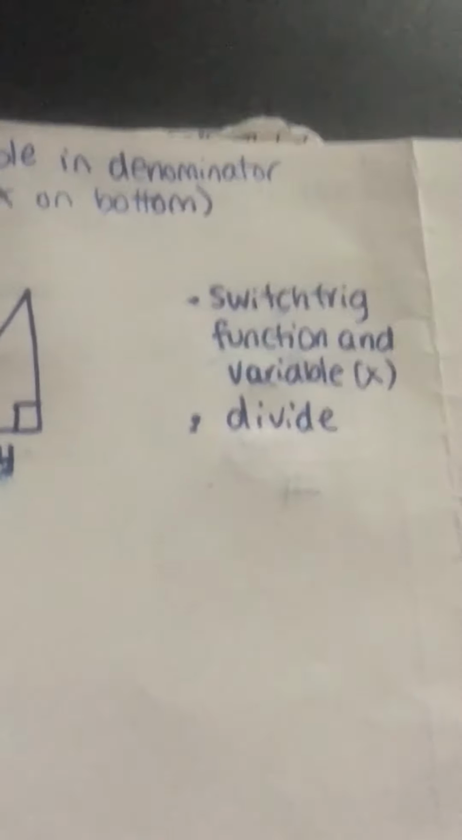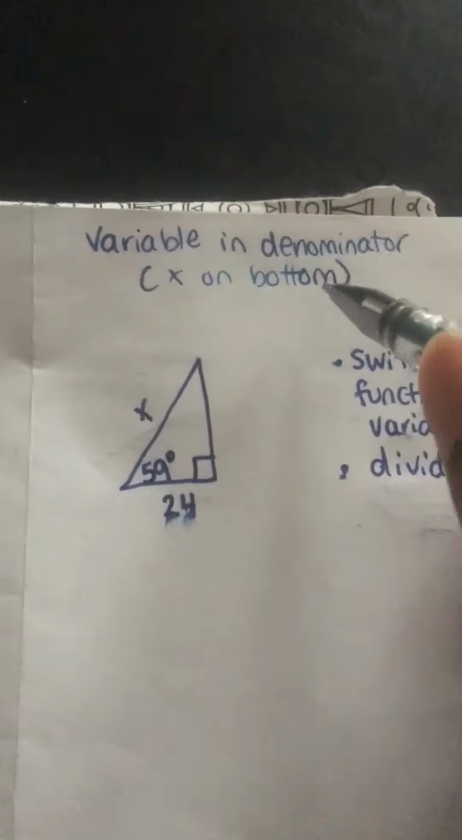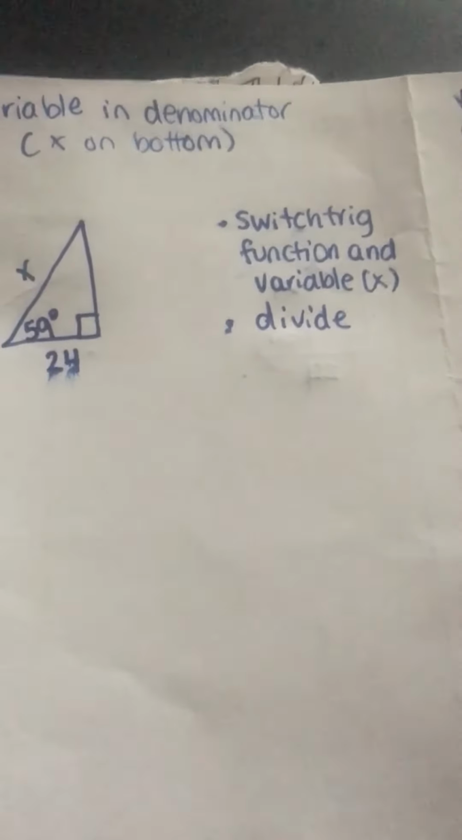Alright guys, so the previous video talked about variable in the numerator. So now we're going to talk about variable in the denominator, and that's when your x value would be on the bottom. So there's two things you're going to do. You're going to switch the trig function and the variable. Remember, the trig function is either sine, cosine, or tangent. And then you'll finish off by dividing.